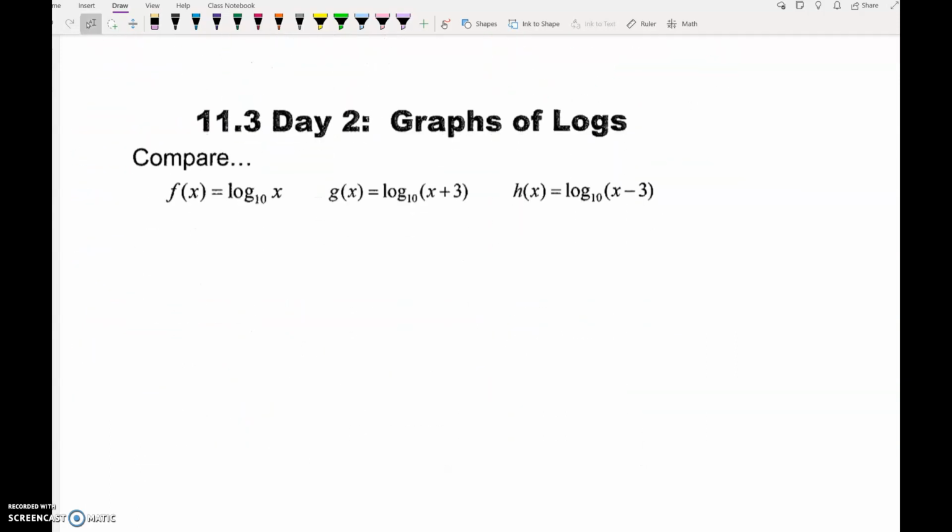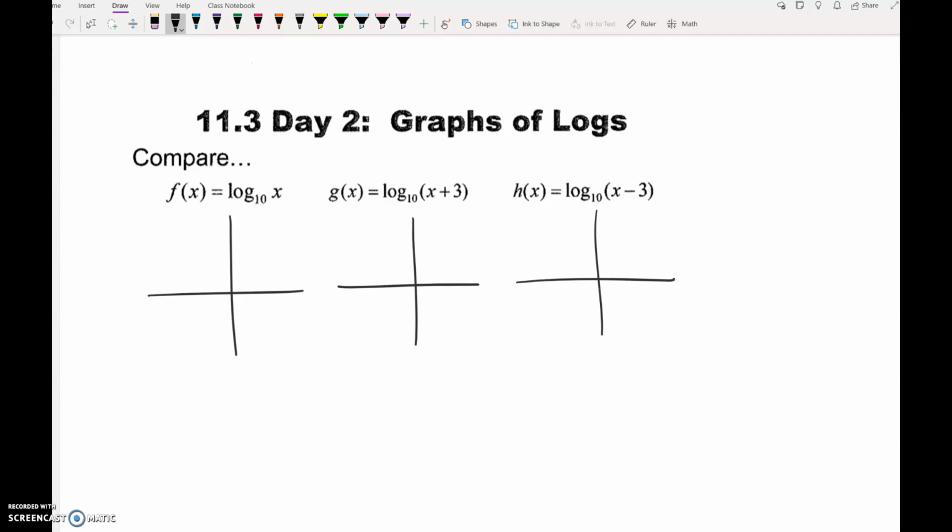We're not going to actually look at all these graphs. I am going to just sketch each of these really quickly. Basically, just trust me. So we're looking at log base 10 of x. That graph looks something like this. Don't get super picky about accuracy of this graph, but it has a vertical asymptote at x equals 0. That's kind of what the graph looks like.